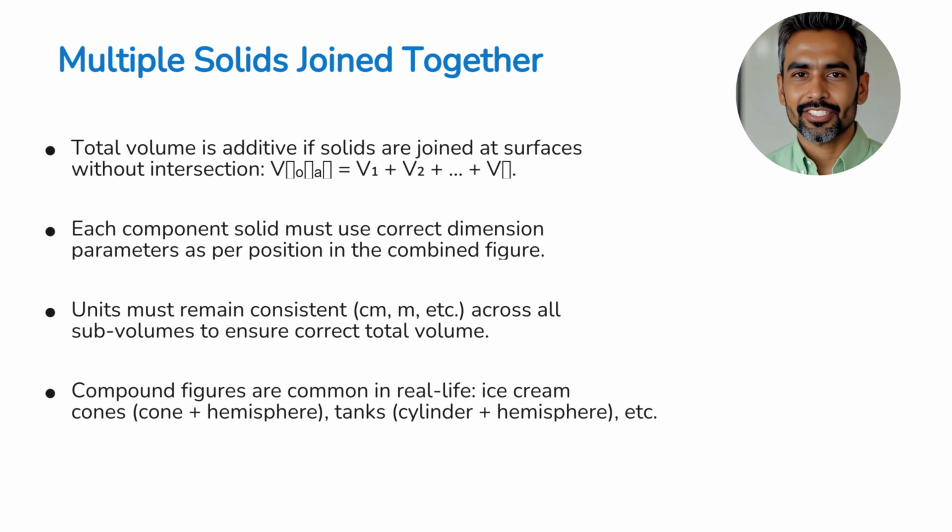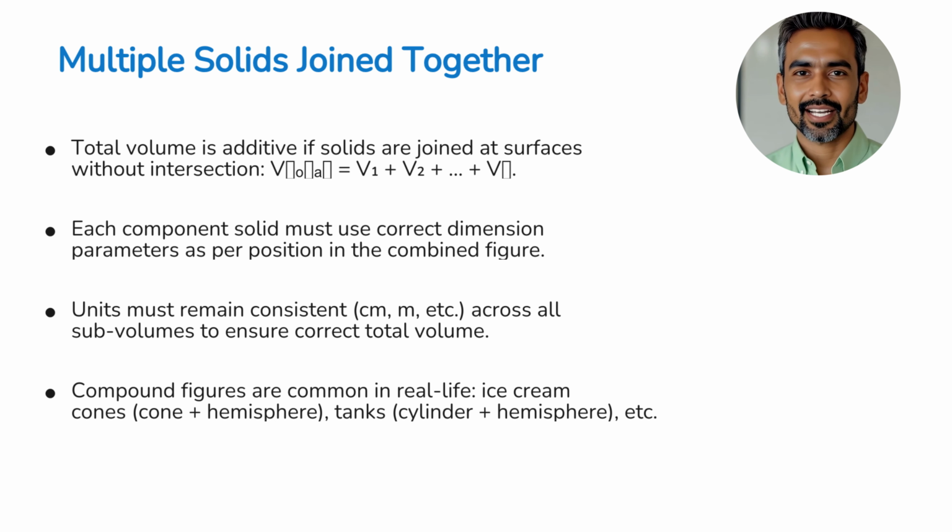Let's look at how to use these formulas when multiple solids join to form a bigger shape. The key idea: when solids join neatly at their surfaces without overlapping or intersecting inside, the total volume is the sum of each individual volume. In other words, V total equals V1 plus V2, and so on up to Vn for n solids.